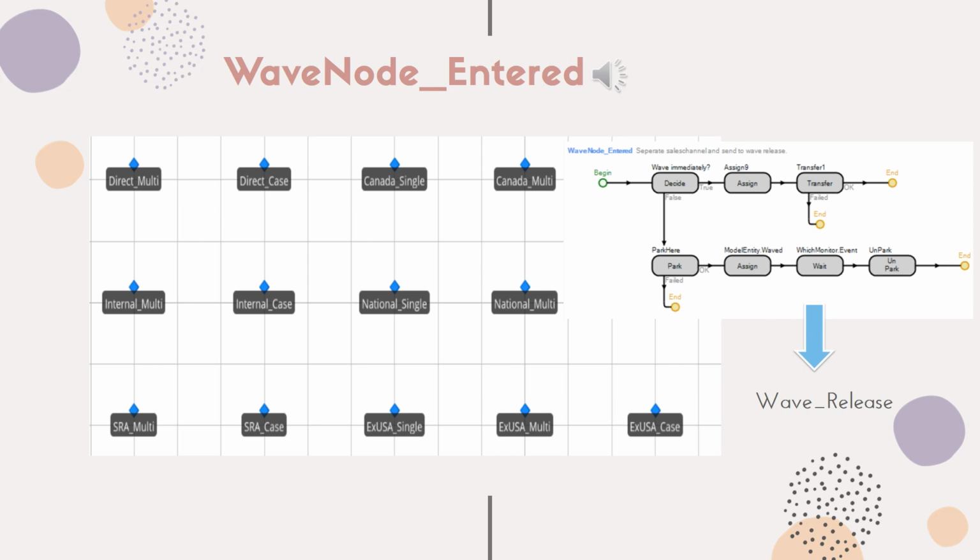With the due date every 24 hours process, we are checking every day at 12:15 a.m. if any orders are due in the next 24 hours. If so, rush them by firing the monitor event that will unpark their delivery via the wave node enter process.